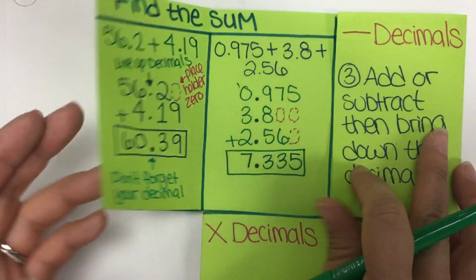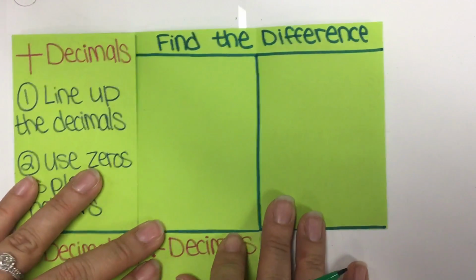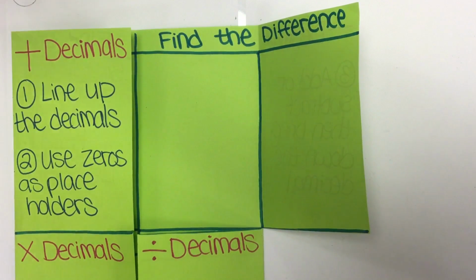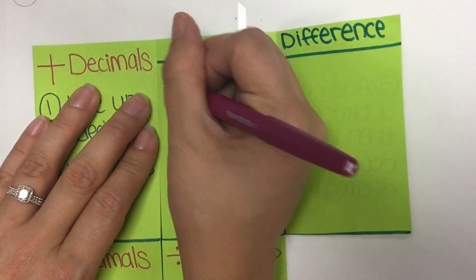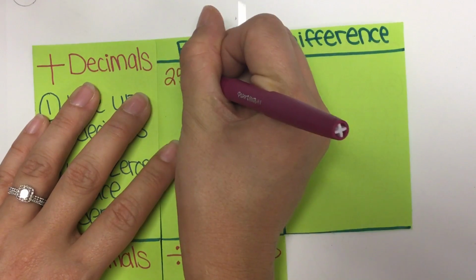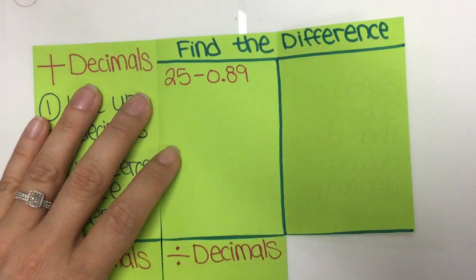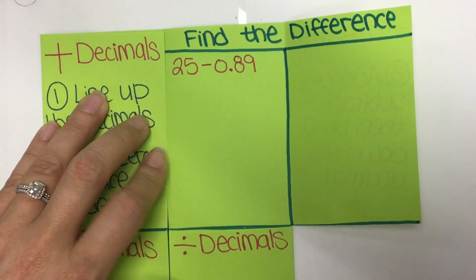Let's go to subtraction. So I'm going to close that flap and open up my find the difference. Difference is when you're finding a solution to a subtraction problem. In this case, we're looking for decimals. So something they love to give you is a whole number, something like 25. And then you're going to get rid of 89 hundredths. So this is basically like $25 and I'm getting rid of 89 cents.